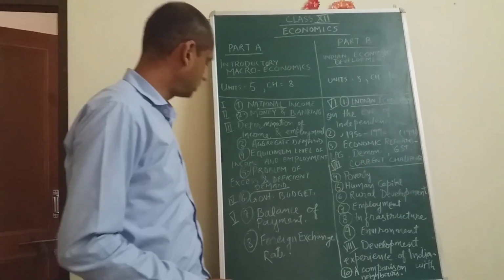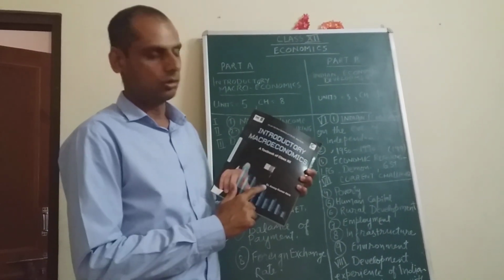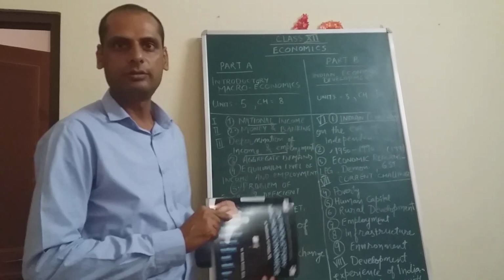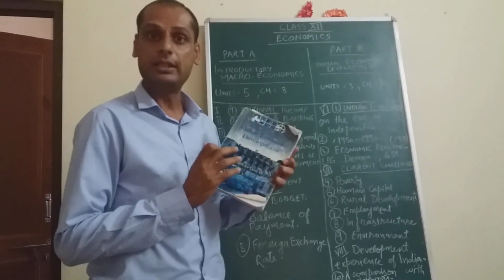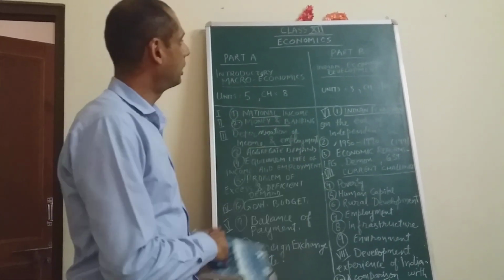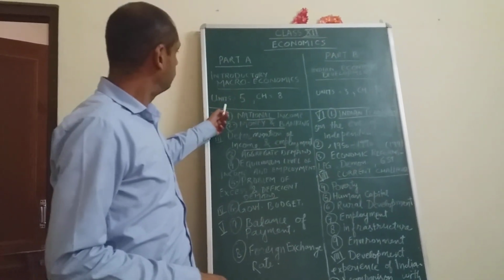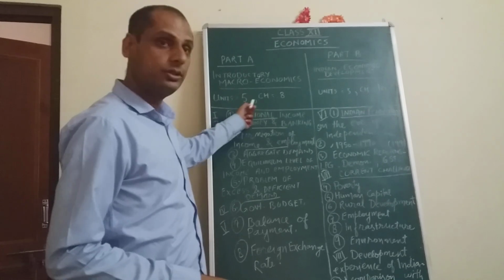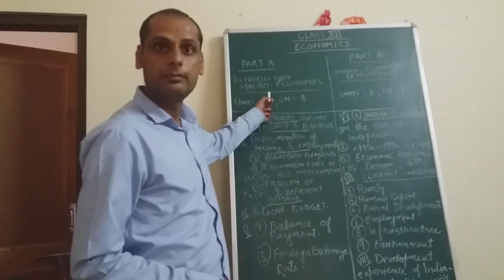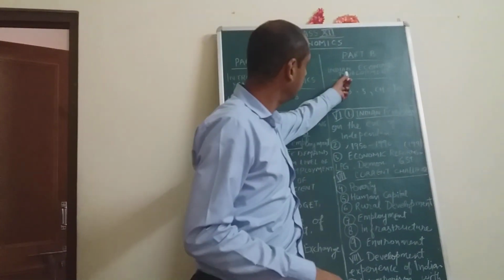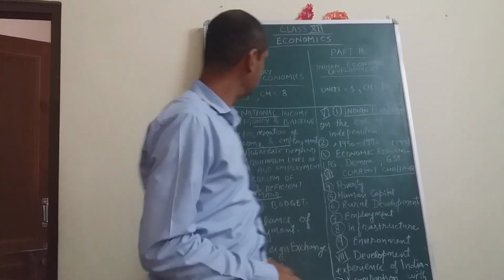For part A, we have the book Introductory Macroeconomics, written by Dr. Anup Kumar Athria, Genius Publication. And part B, which is Indian Economic Development, we'll follow NCERT for this. Part A is divided into 5 units and 8 chapters, and the name of the book is Introductory Macroeconomics. The other one is Indian Economic Development, which is divided into 3 units and 10 chapters.